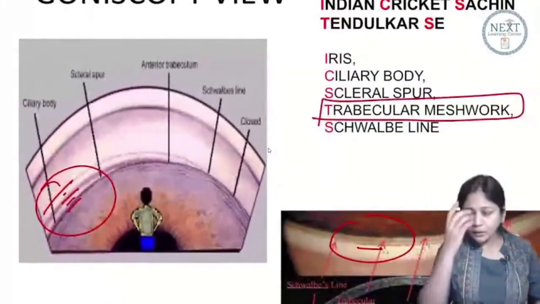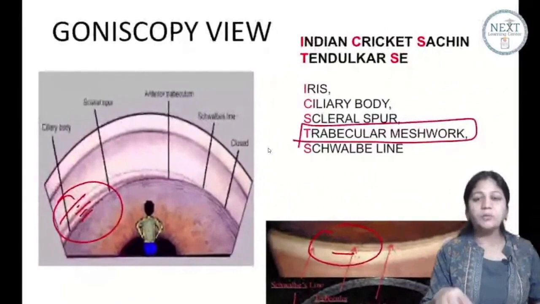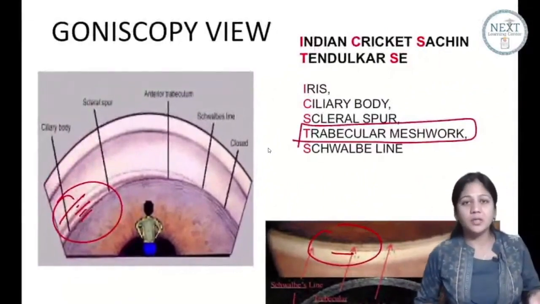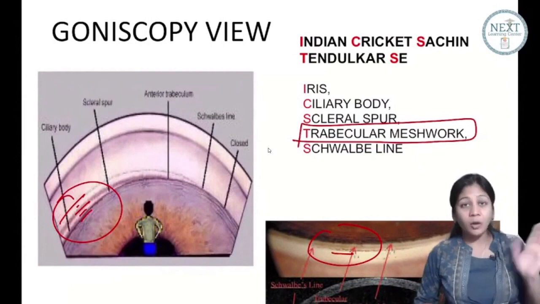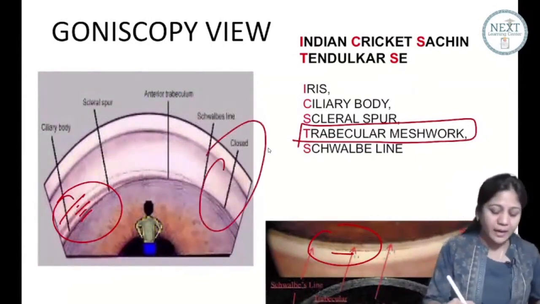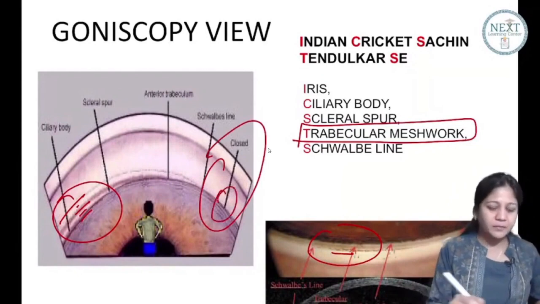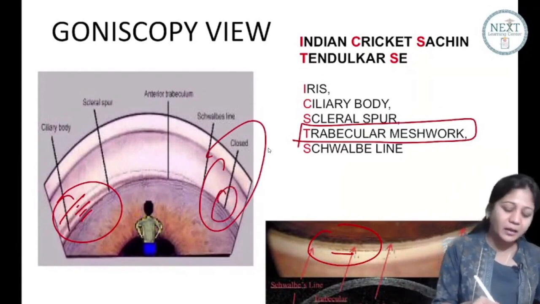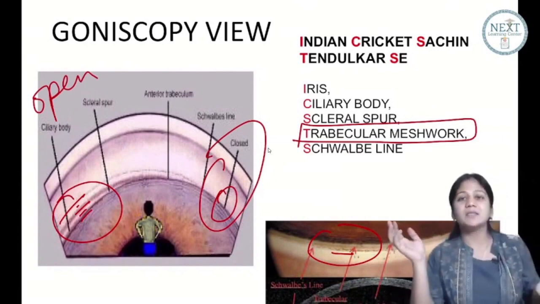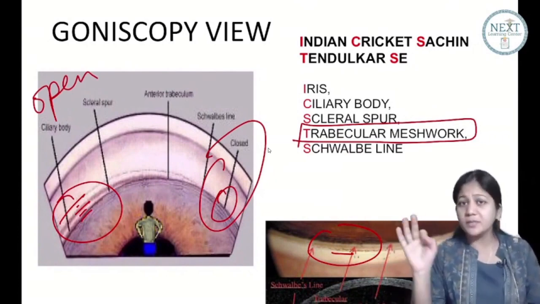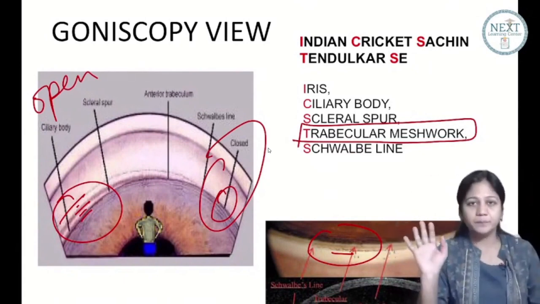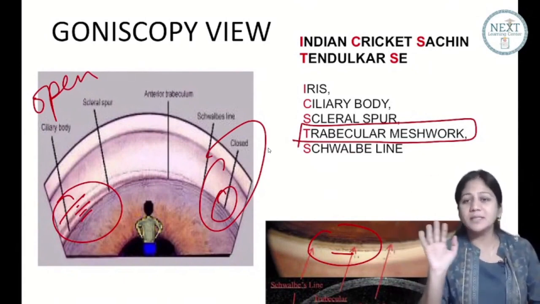Okay. Now, have you heard about the term open angle, closed angle? What do you mean by angle closure? Angle closure means that on gonioscopy you can't see any line. Okay, this is your closed angle. You can't see the lines. But when you see multiple lines, you say the angle is open. It is a gonioscopic classification. You say the angle is open, you say the angle is closed. Normally, all of the angles are open. Is it clear to everyone?